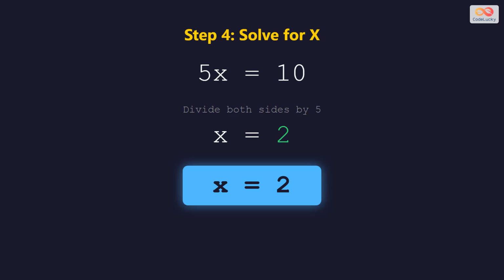Step 4 is simple algebra. We have 5x equals 10, divide both sides by 5, and we find that x equals 2. We are halfway there.